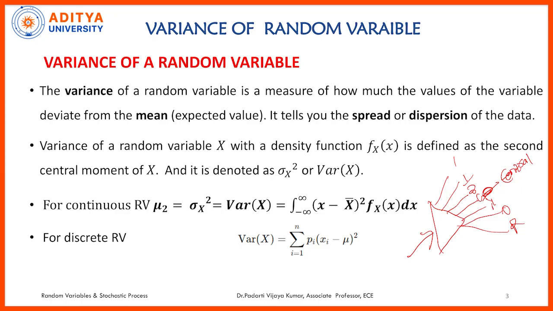The same thing happens on the other side of the spectrum also. Violet is deviated more, indigo is deviated moderately, blue is deviated very little. So it gives you the amount of spread or amount of deviation from the central value.